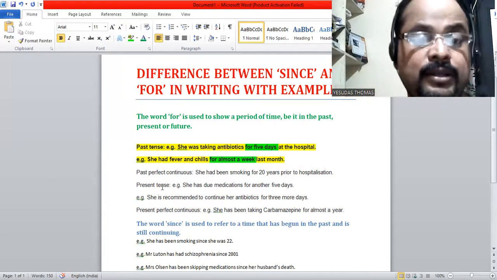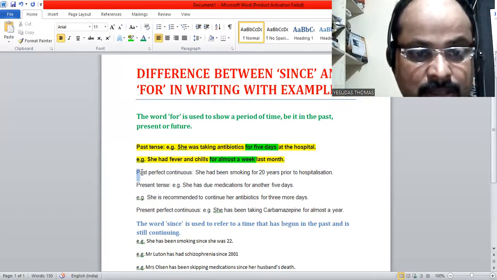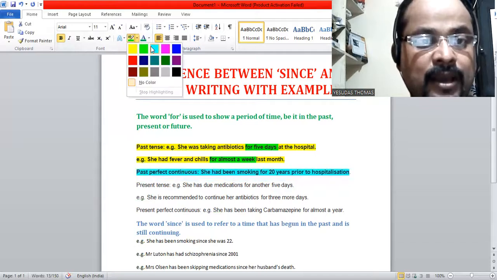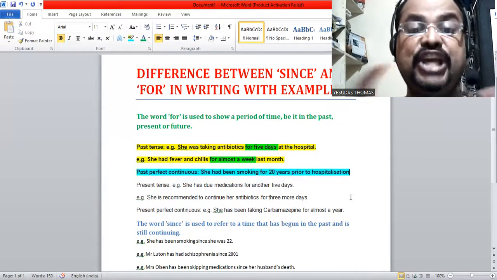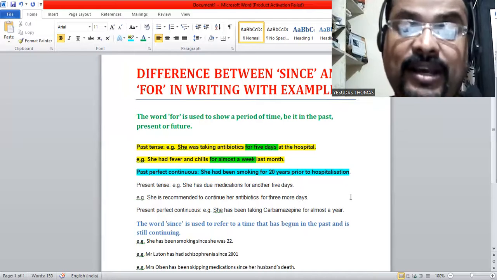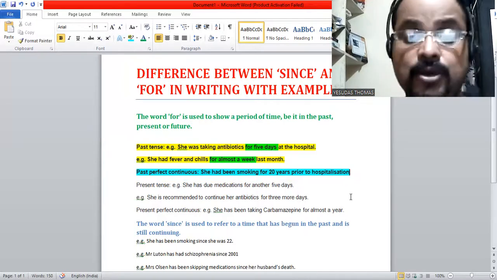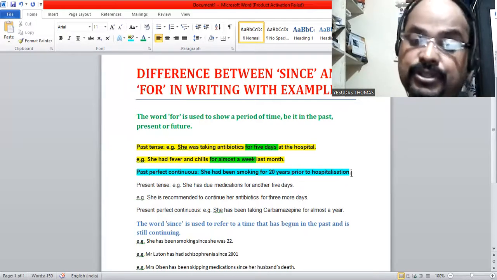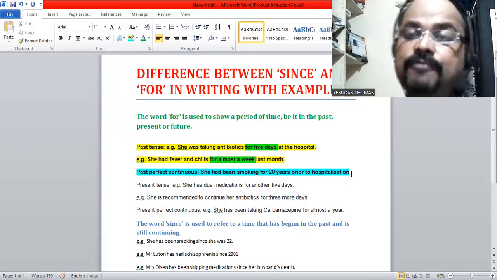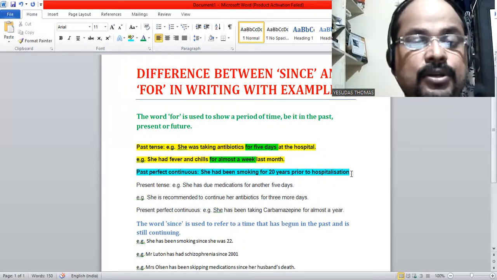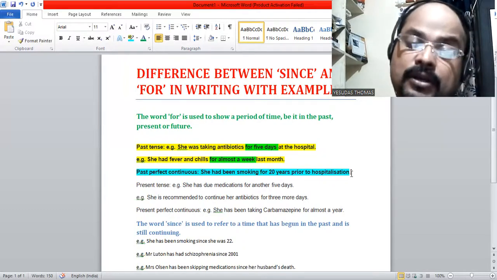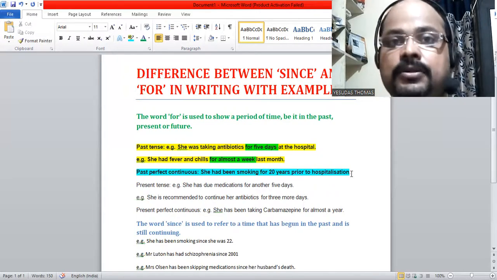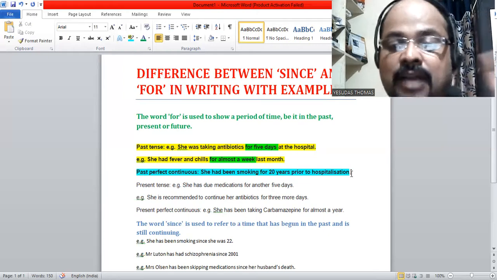Okay, now let's go ahead with the next tense, that is the past perfect continuous. So let's see how we can frame a sentence. She had been smoking for 20 years prior to hospitalization. Right now, she is not smoking, but she was a smoker. She was a smoker for the past 20 years. So she had been smoking. It was continuing for a period of 20 years, and this has now stopped.